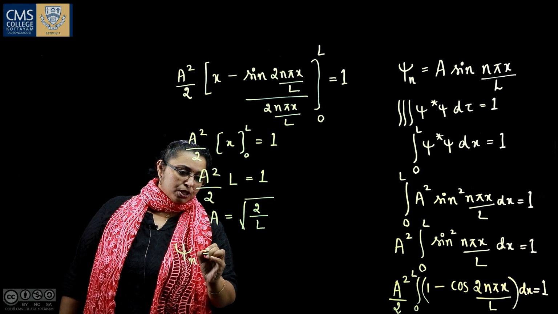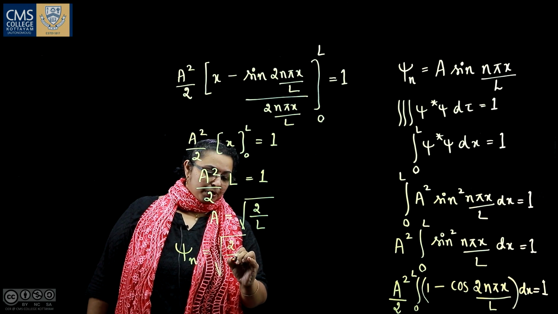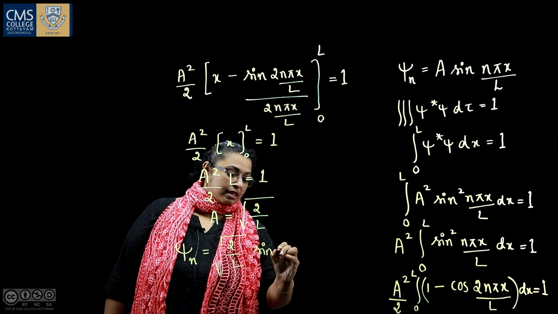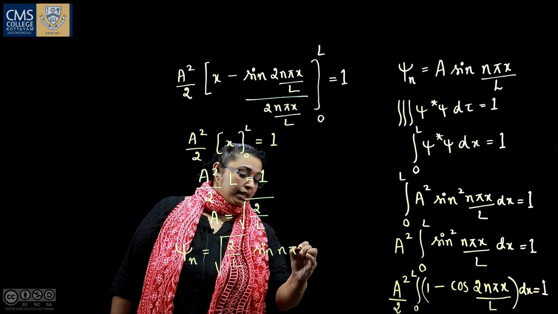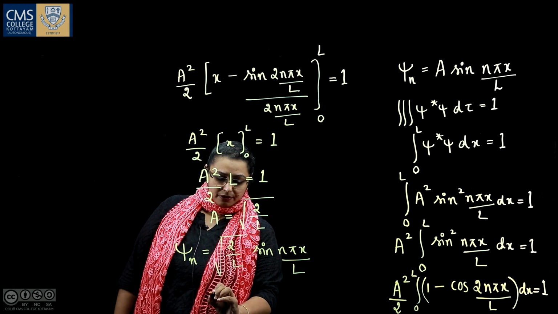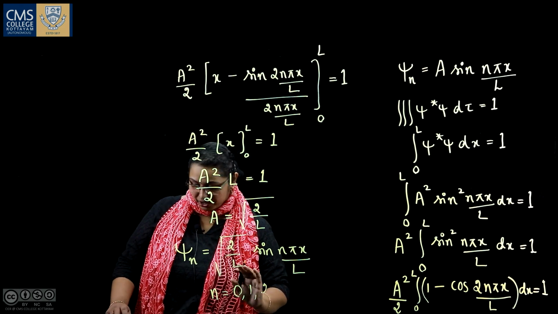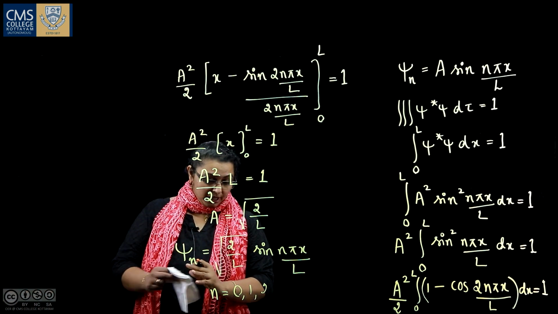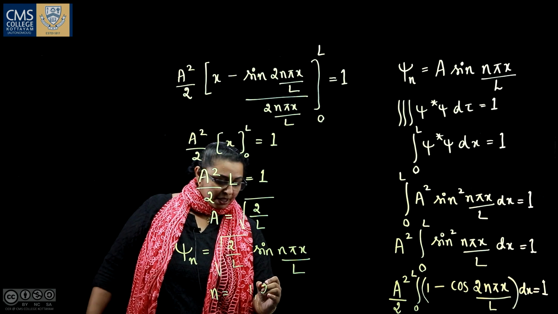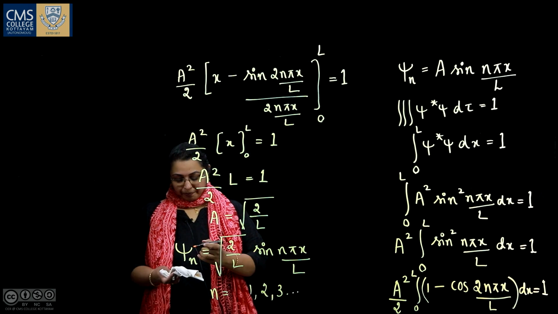psi n is equal to root of 2 by L sine n pi x divided by L, where the value of n is equal to 0, 1, sorry, it is not 0, you do not take 0 here. I will explain why you do not take 0 here. It is 1, 2, 3, etc.